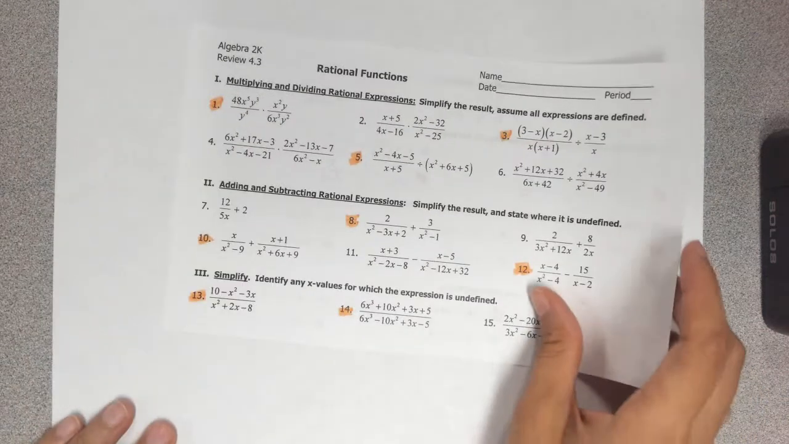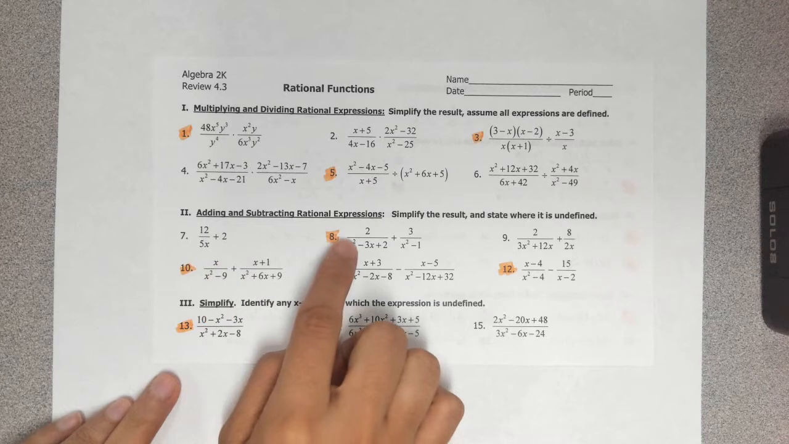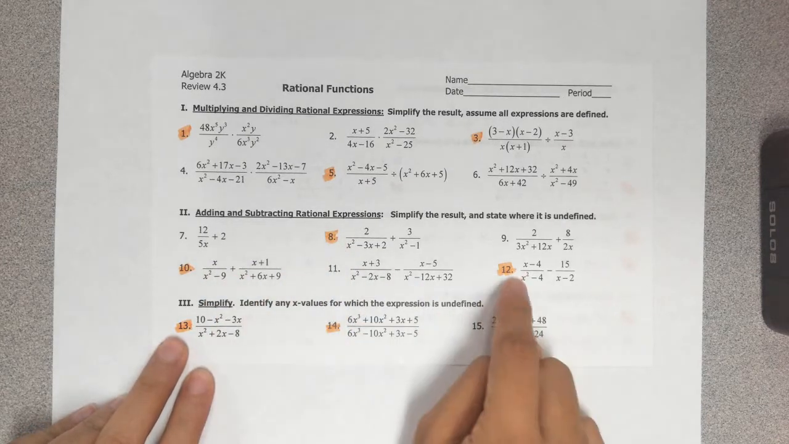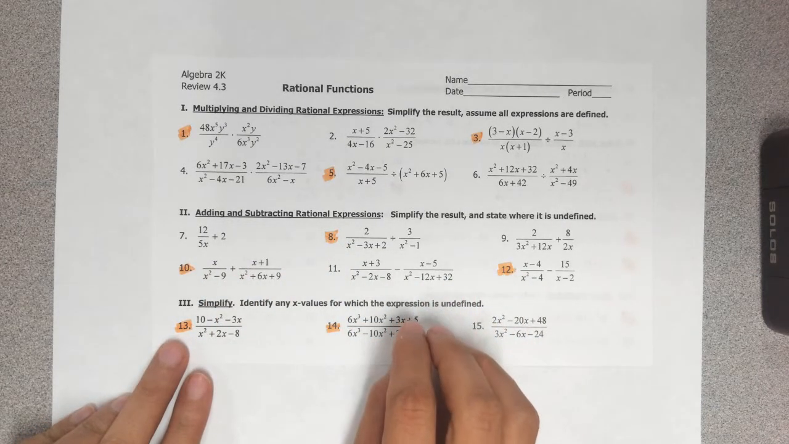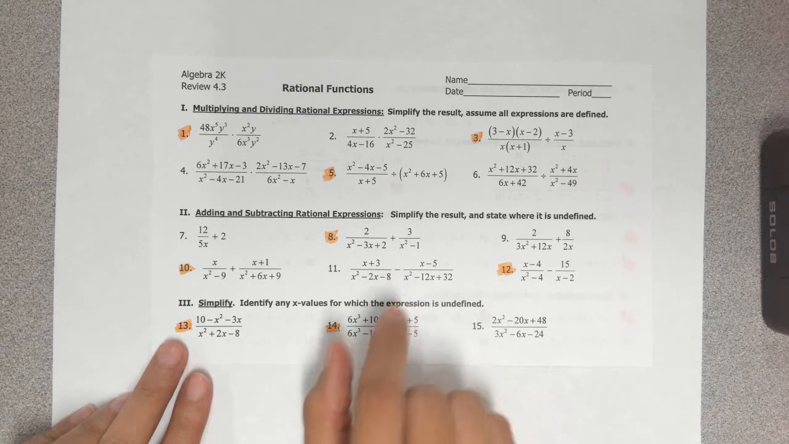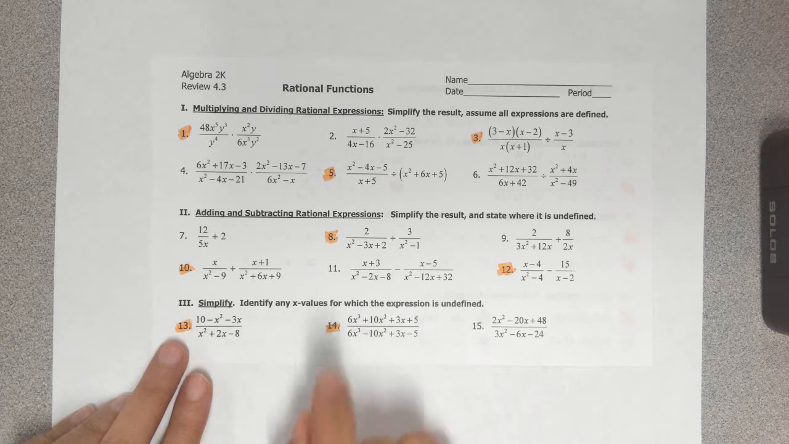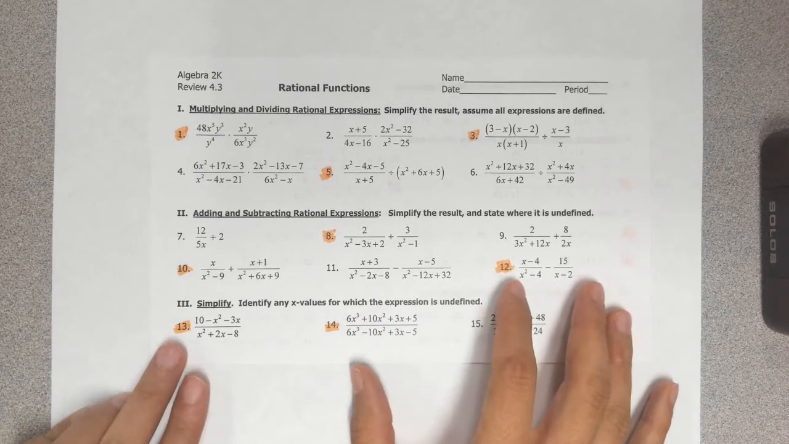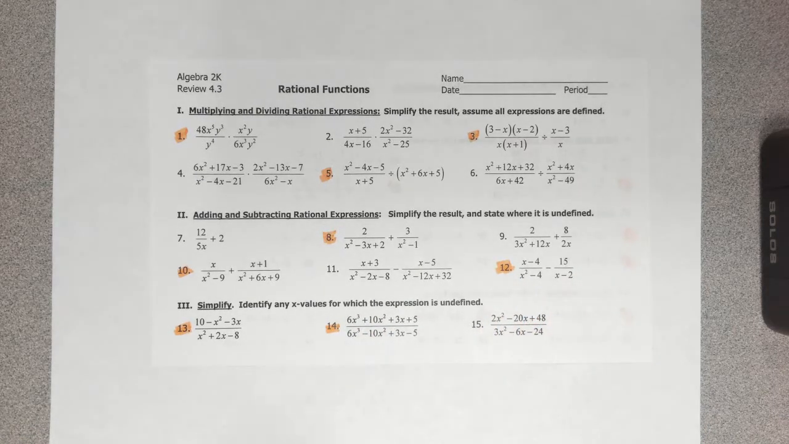Alright, so we're going to do the second section, adding and subtracting rational expressions. I'm going to do 8, 10, and 12. This is the part that's most tricky, that most kids kind of get confused on. Here you have to have a common denominator when you're adding or subtracting fractions. So one of the hardest parts, guys, is just figuring out which is your common denominator.